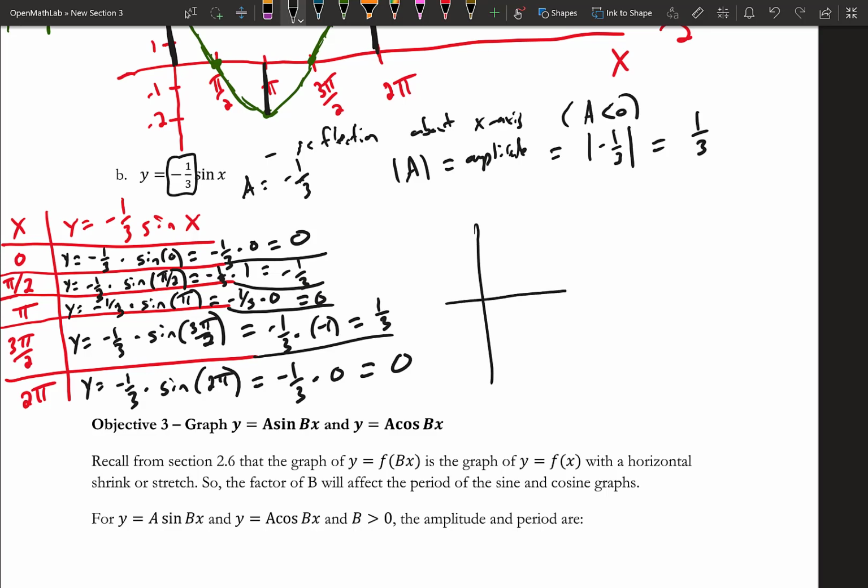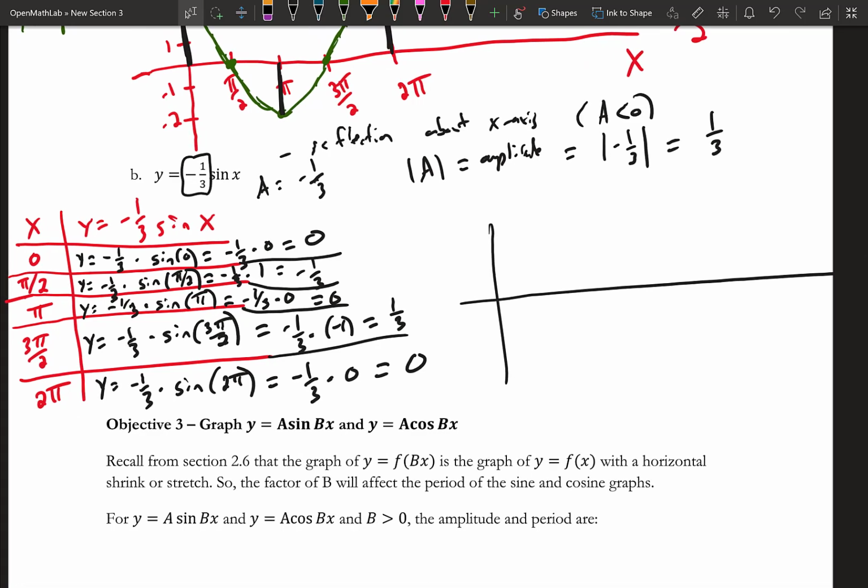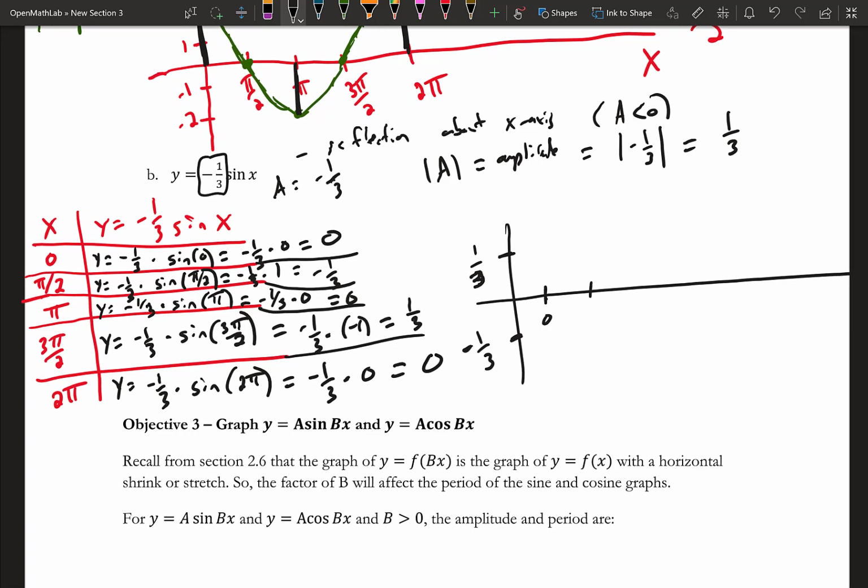So let me make an XY chart here. Since my amplitude is 1/3, right, I'll put 1/3 here and negative 1/3 here. And then I'll put 0, pi over 2. Whoops, we don't need to label 0. Pi over 2, pi, 3 pi over 2, and 2 pi. So there's my x-axis, my y-axis. So now I can just plot these points.